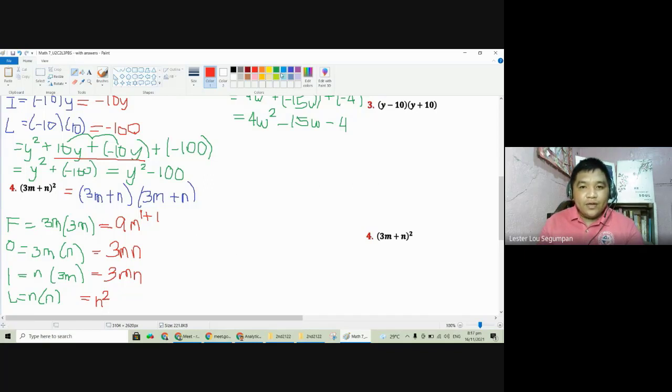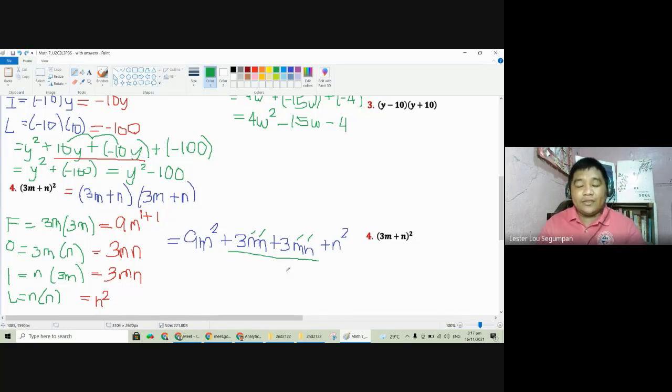And to finish this, let's add them. You have 9m squared, that's 1 plus 1, 2, plus separator 3mn, plus another 3mn, and then plus n squared. Notice that the second and the third terms again have the same literal coefficients m and n. We have m, n, both of them. So here is only m squared, n squared, so we cannot combine them.